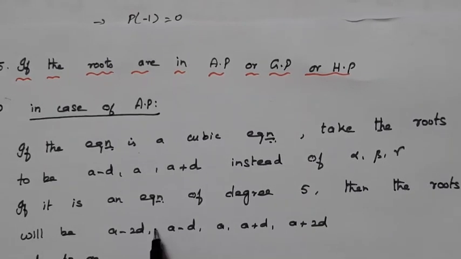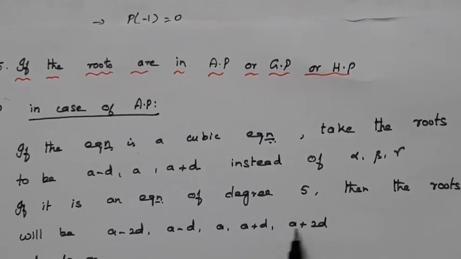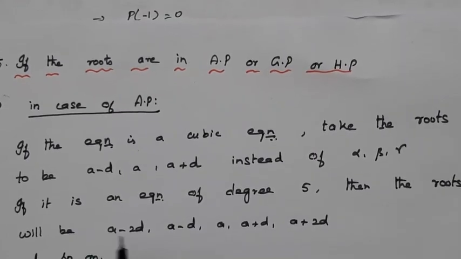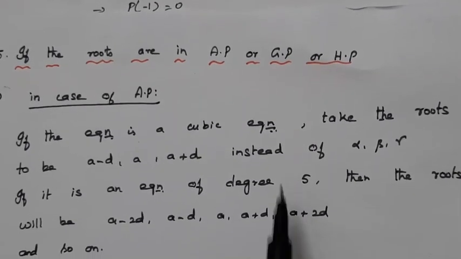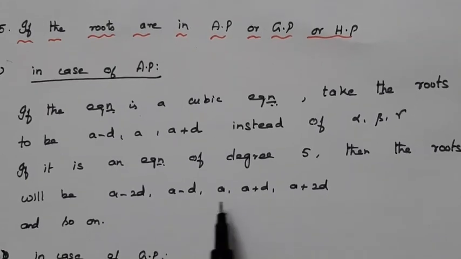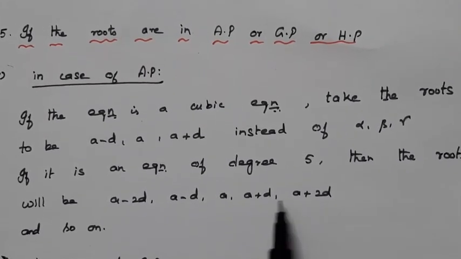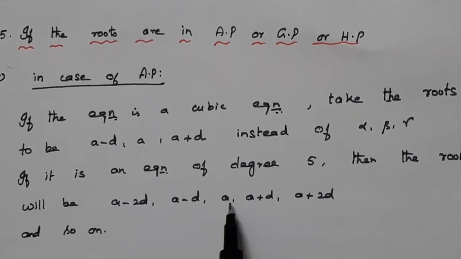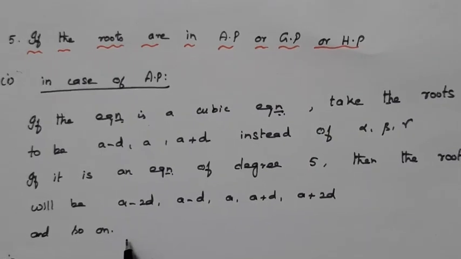And similarly, if it is an equation of degree 5, then you have to take the roots as a minus 2d, a minus d, a, a plus d, a plus 2d, and so on. If it is an equation of degree 4, then you have to take the roots as a minus 2d, a minus d, a plus d, a plus 2d, that's all. You shouldn't take a. Likewise, you have to proceed.